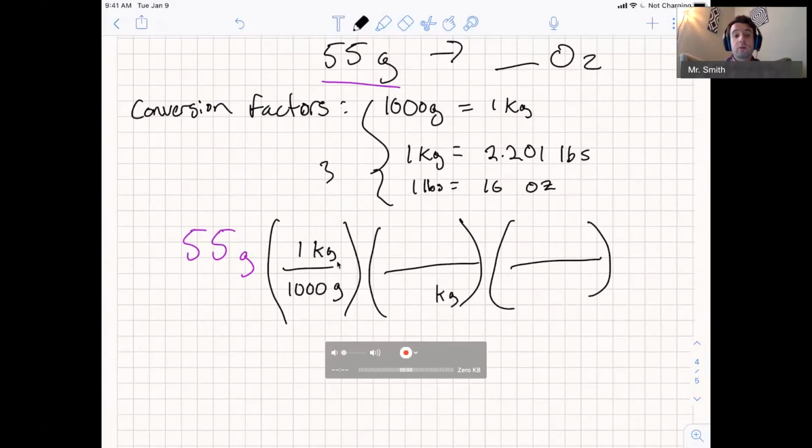Sometimes I'll flip these numbers. I'll leave grams on the bottom and kilograms on the top, but I'll put 1,000 next to kilograms and 1 next to grams just to see if you're paying attention, right? So be aware of that. Sometimes these might get flipped around.